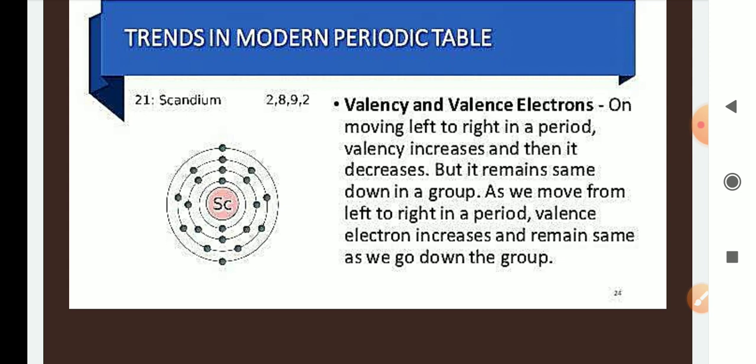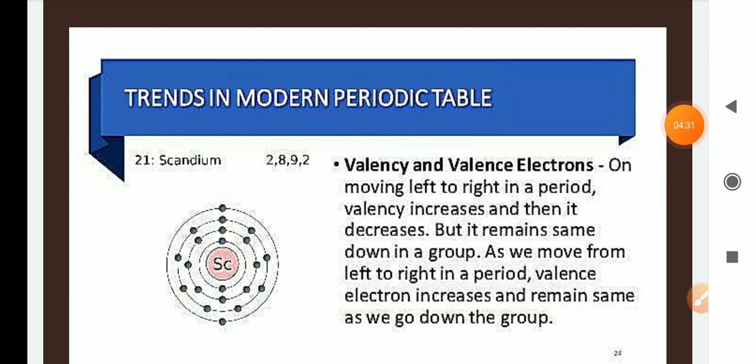So the modern periodic table contains 18 vertical columns called groups and 7 horizontal rows, which are considered as periods, and all the elements of a group of the periodic table have the same number of valence electrons.